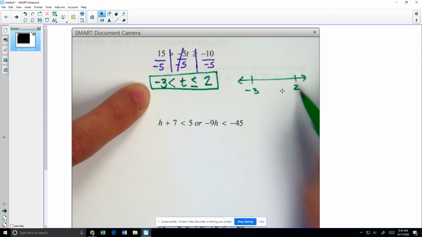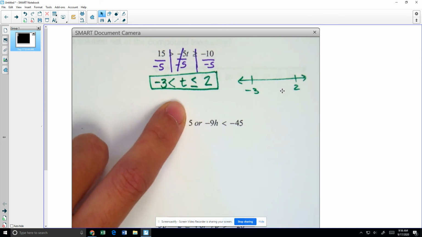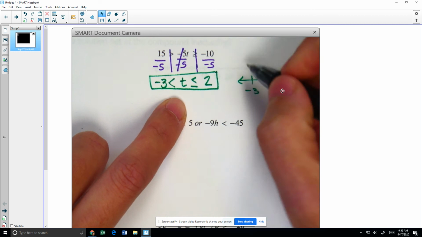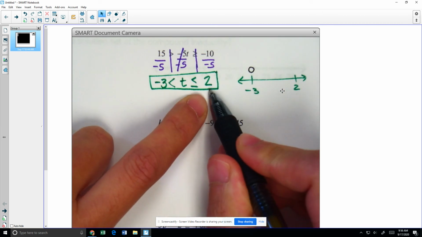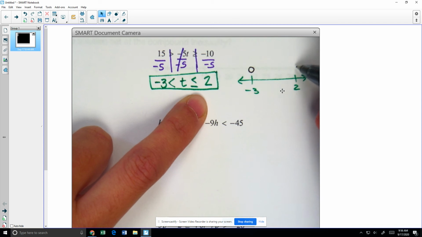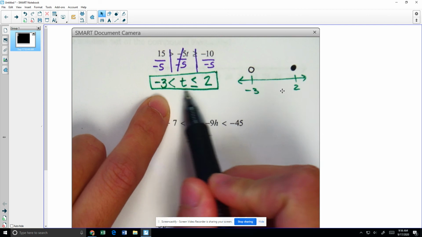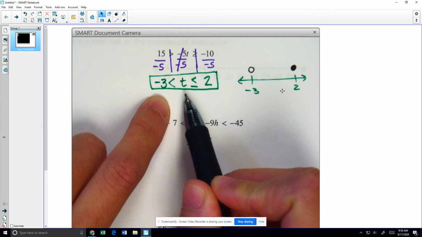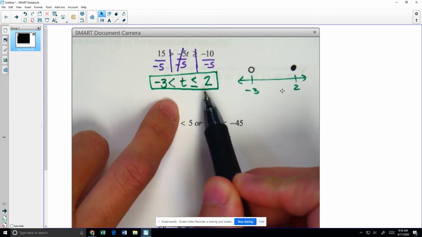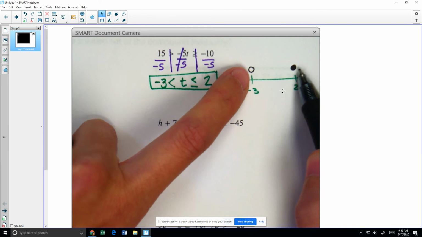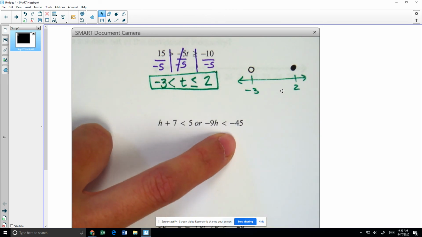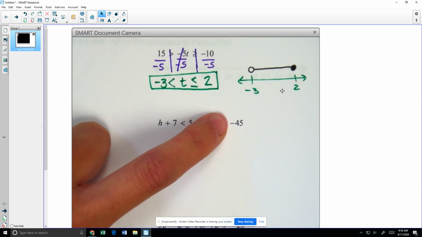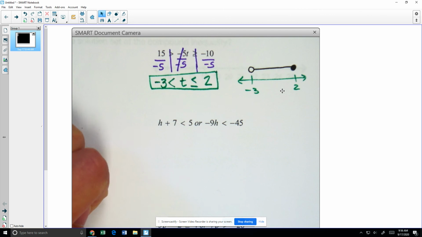I have -3 and 2. For -3, is it an open or closed circle? Open, because there's no line underneath. For 2, open or closed circle? Closed, because there's a line under. Is this an and or an or? And, because everything's connected, and also there's no word or in there. If it's and, how do I graph it? Separate directions or connect the dots? Connect the dots. That should be a habit now: and, you connect the dots. Ors, you put them in separate directions.